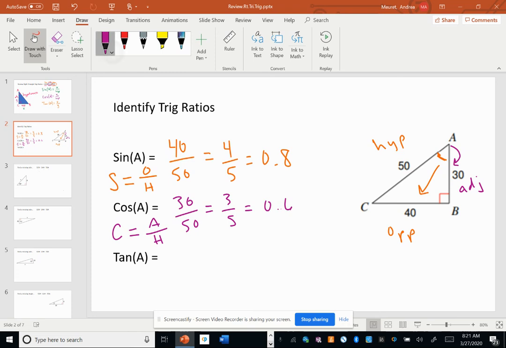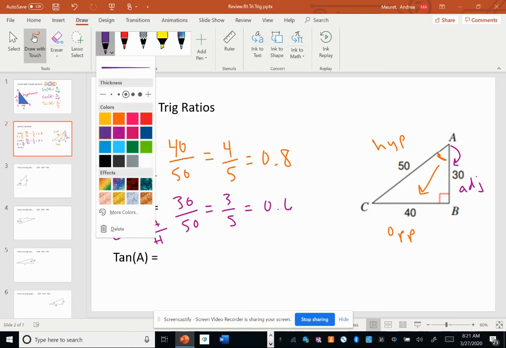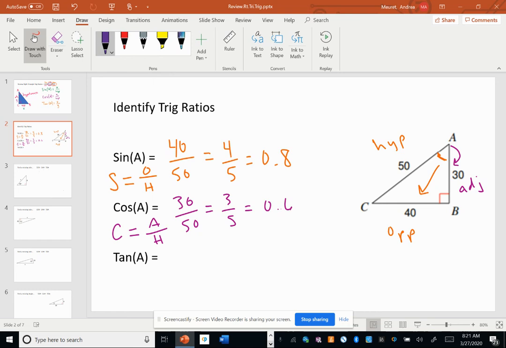And then finally, the tangent of angle A. So again, tangent is equal to the opposite over the adjacent, so both of the legs. So opposite angle A is 40, and adjacent to angle A is 30. So 40/30ths, which you could reduce to 4/3, or you could write as a decimal 1.3, and that's repeating.